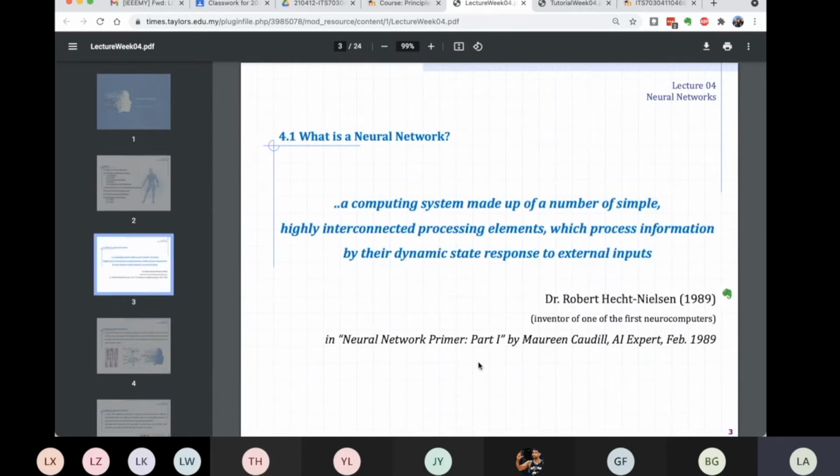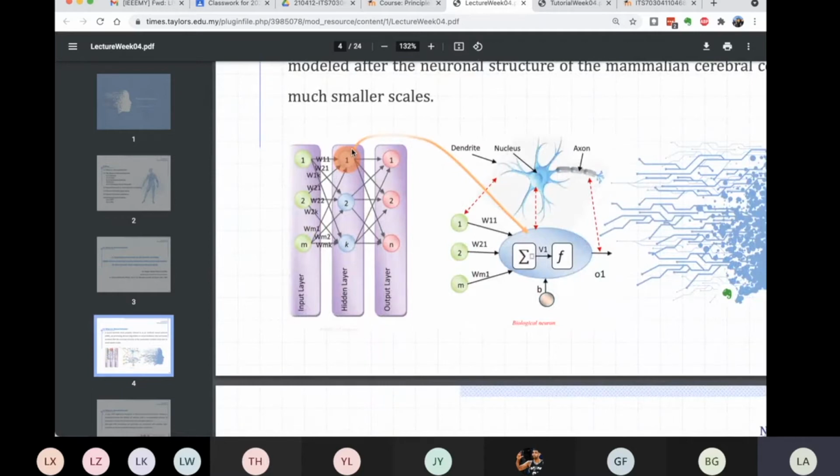So this is kind of the initial approach to neural networks, back in 1989. It tells us that a neural network is a computing system made up of a number of simple, highly interconnected processing elements, which process information by their dynamic state response to external inputs. This is what a typical neural network looks like. Typically we have an input layer, where all our inputs go in, and then a hidden layer, where we have all the processing elements, and then the output layer is where our output is.